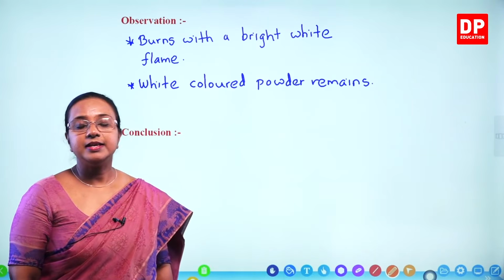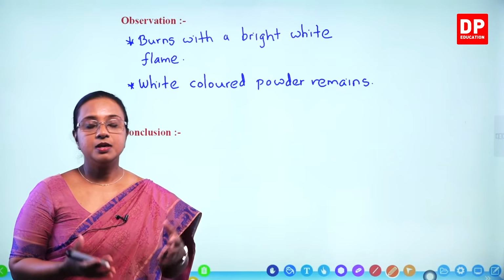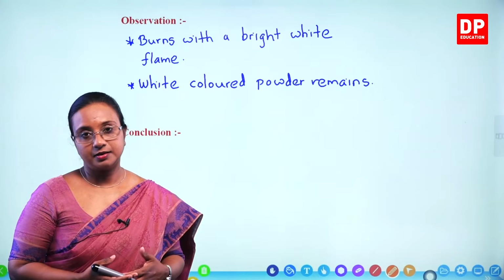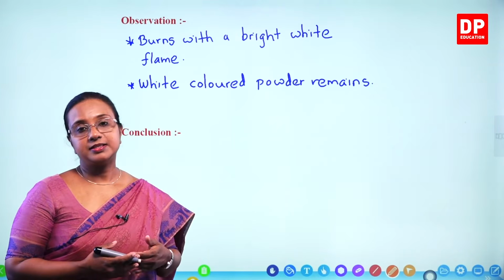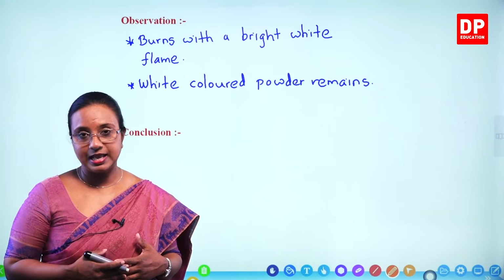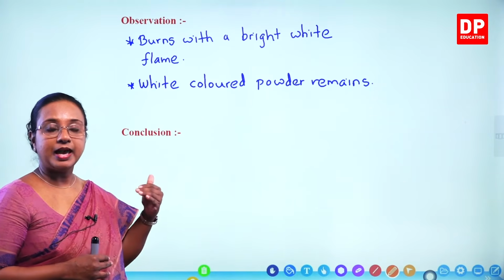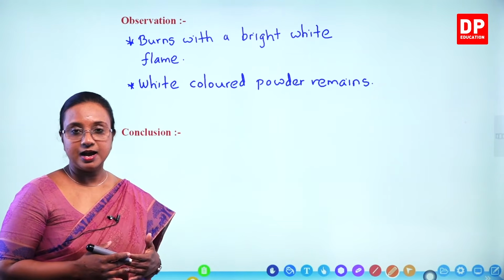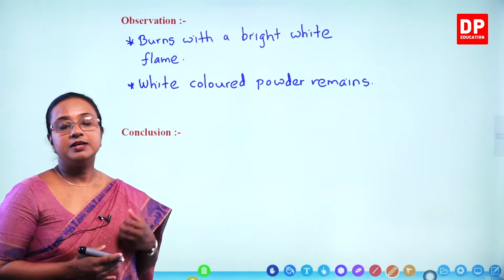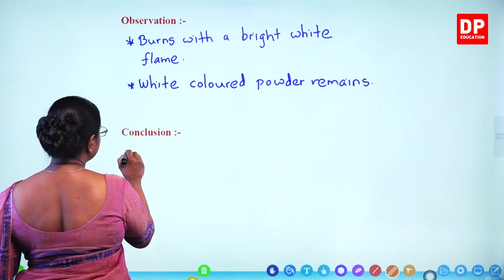So when magnesium burnt in air with a very bright white flame, we get a white color powder as the end product. So from this activity and the observations you got when we did the activity in the lab, we can conclude that magnesium can burn easily in air with a bright white flame and the white powder is magnesium oxide. So that will be the conclusion.